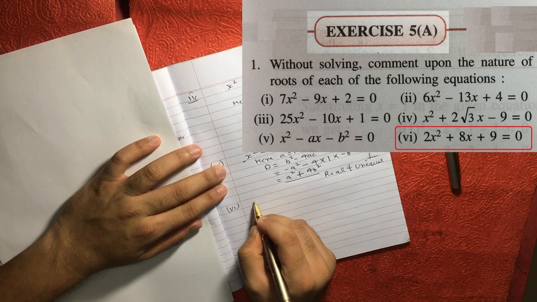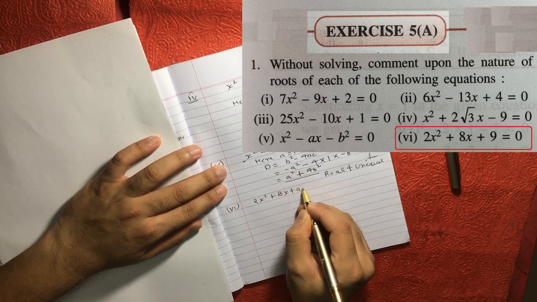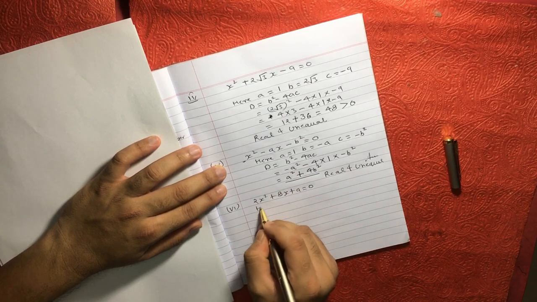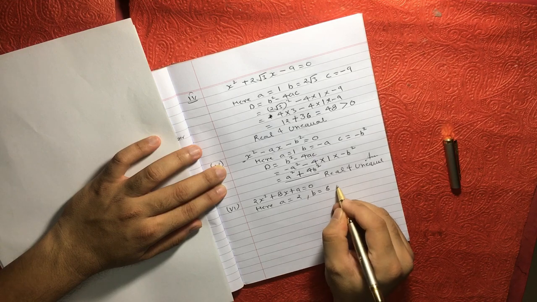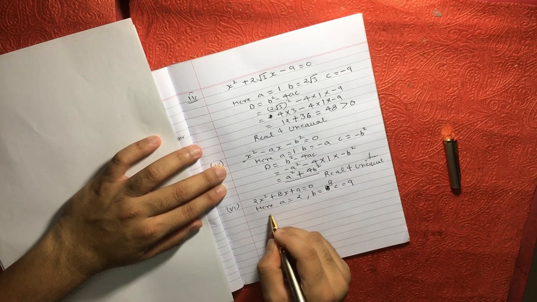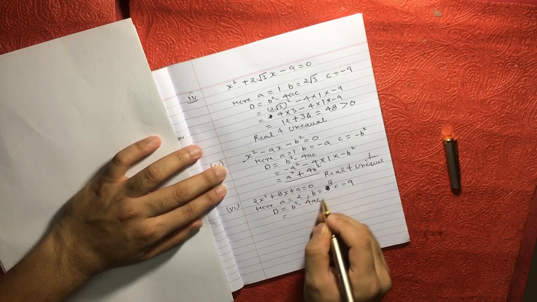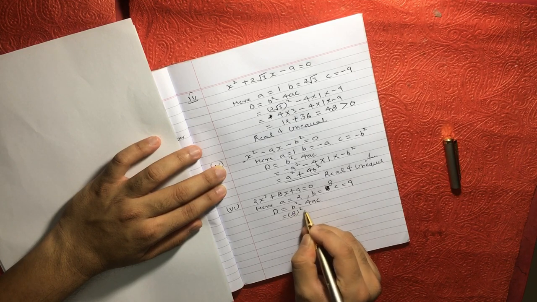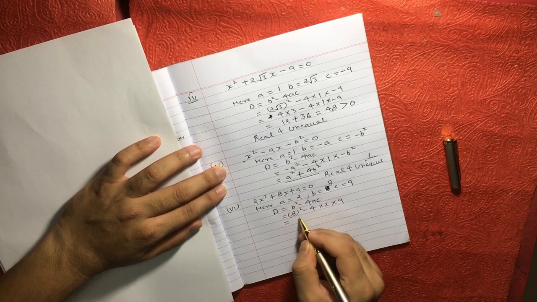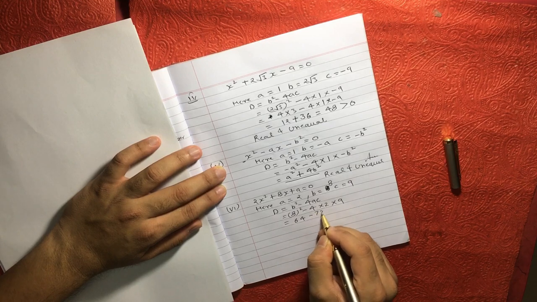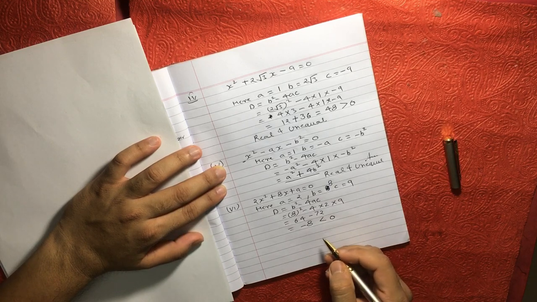So the 6th part is saying 2x square plus 8x plus 9 is equal to 0. Now here a is equal to 2, b is equal to 8, and c is equal to 9. Now we have the formula D is equal to b square minus 4ac. Then b is 8 square minus 4 into 2 into 9. This becomes 64 minus 72, and that is minus 8, which is smaller than 0.